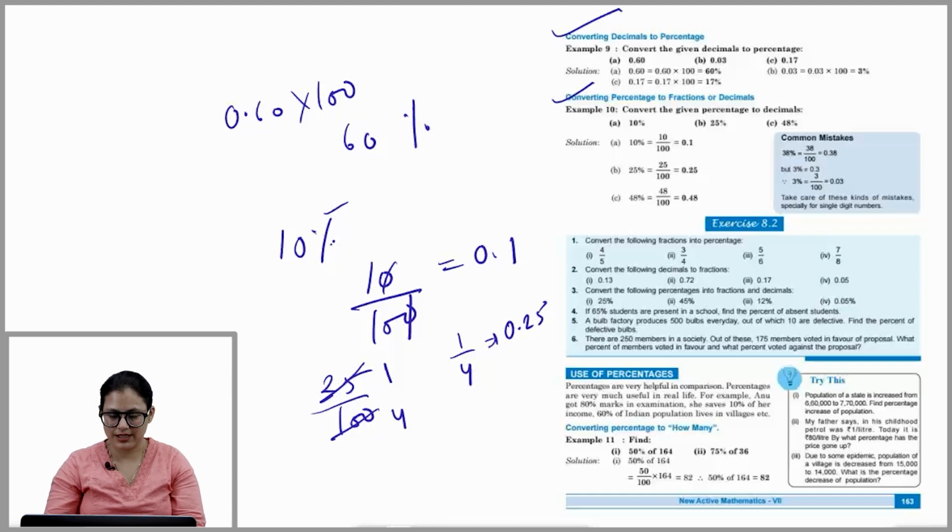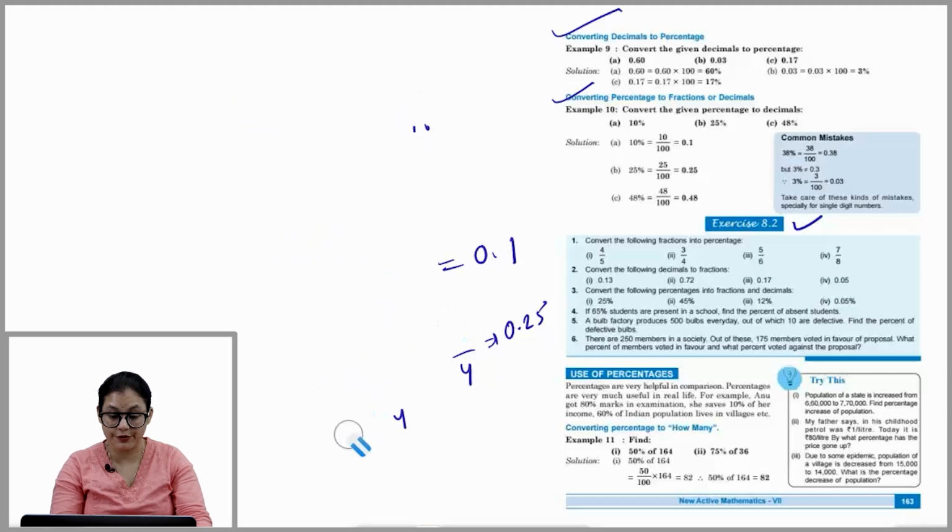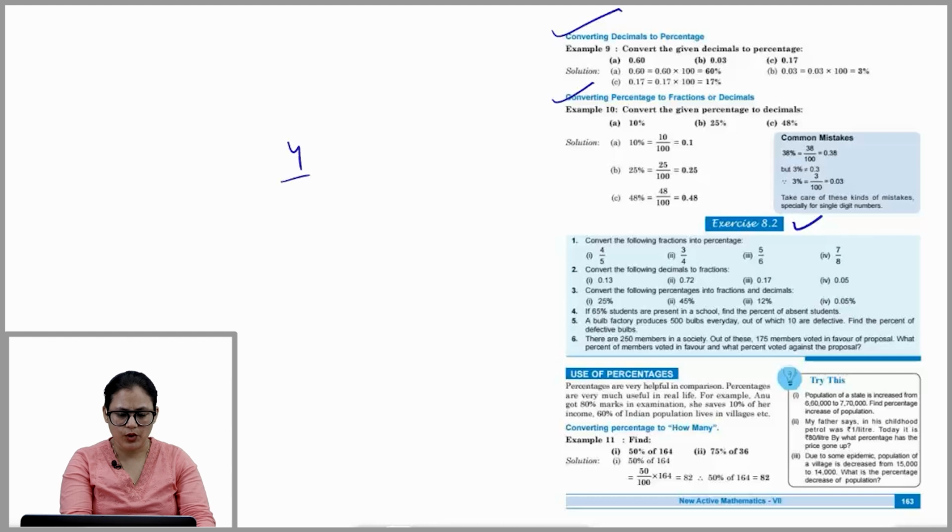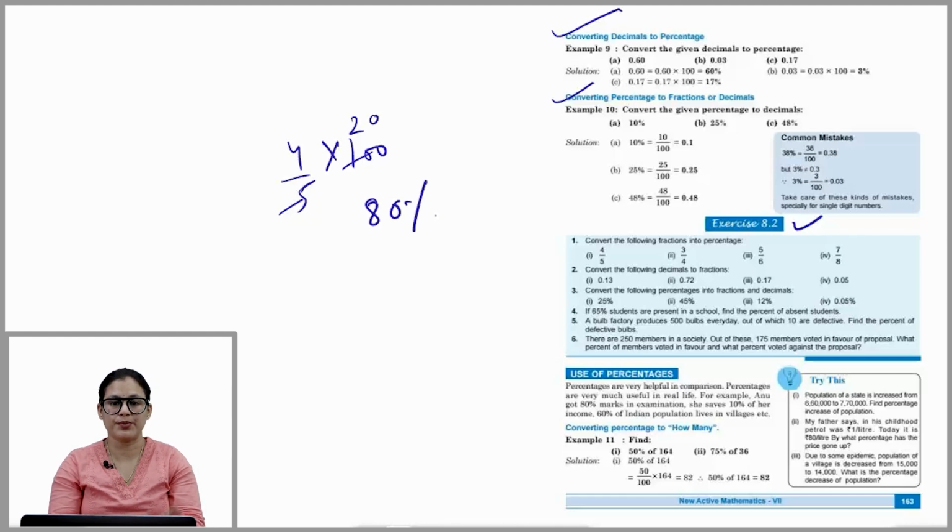Now let's do exercise 8.2. In the first question, what you have to do is convert the following fractions into percentage. 4 by 5, what will you do? You will simply multiply it by 100, okay? 5 twos are 10, 80. 80% is the answer, right? Next, use of percentages.